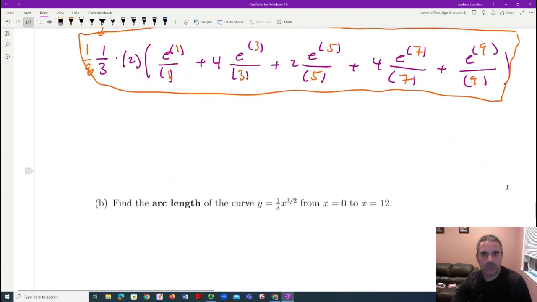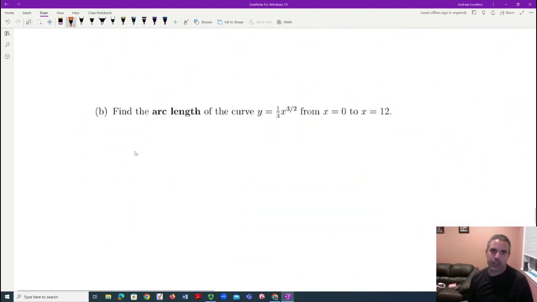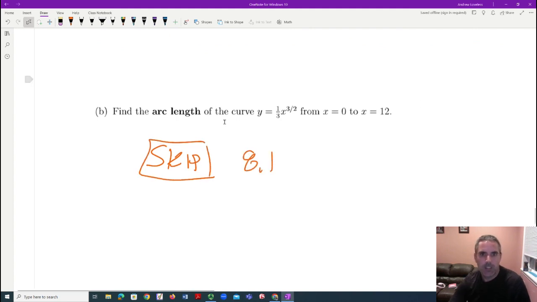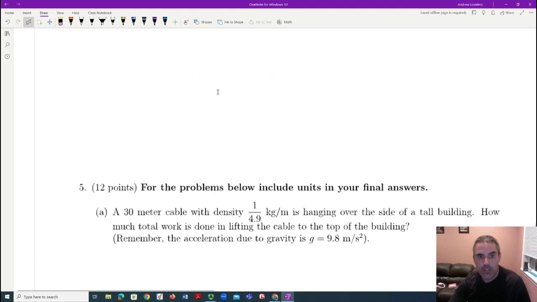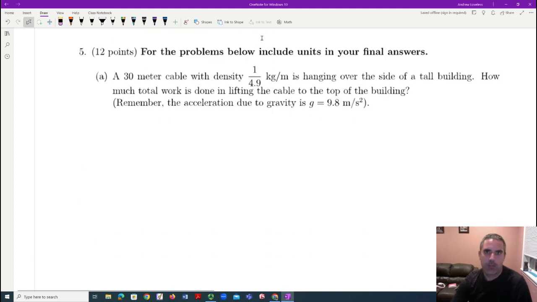All right. Find the arc length. So you're going to skip this. This is 8.1, which we will do later. Okay, then we get to this last page. We have a couple questions about work. Okay, so what do we have first? A 30-meter cable with density 1/4.9 kilograms per meter is hanging over the side of a tall building. How much work is done in lifting it to the top of the building?